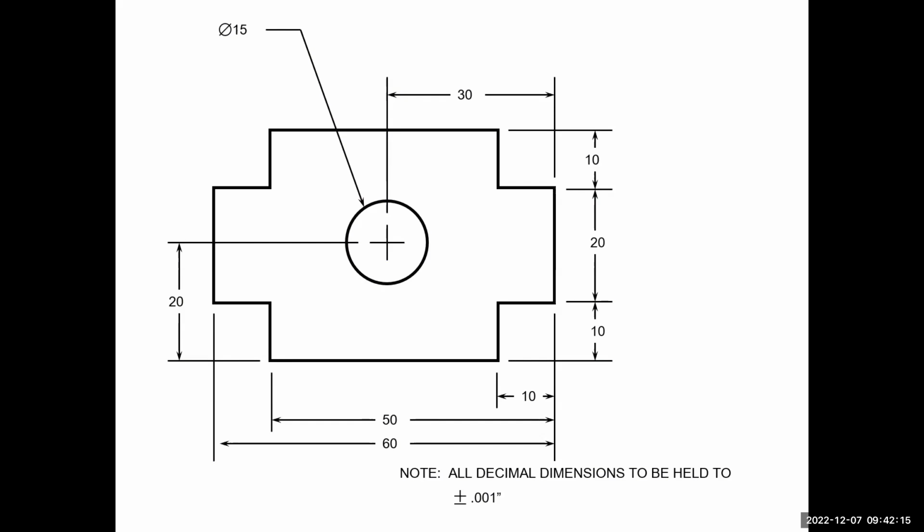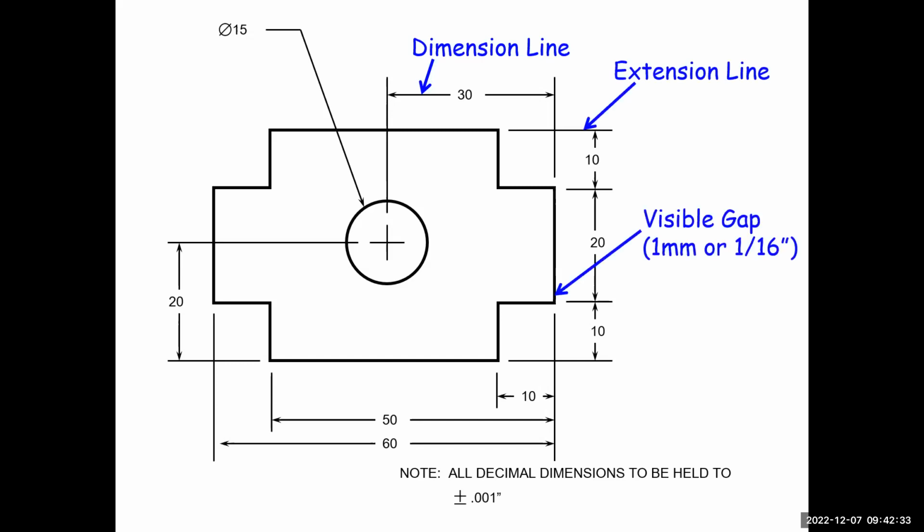But just an example of good dimensioning. It's clean. The dimensions are thinner than the visible lines. The visible lines are thick. So this is done very nicely. It can be read easily and it's organized. We've talked about all of these, right? The dimension line holds the dimension. The extension line extends to the object, and then there's a visible gap.